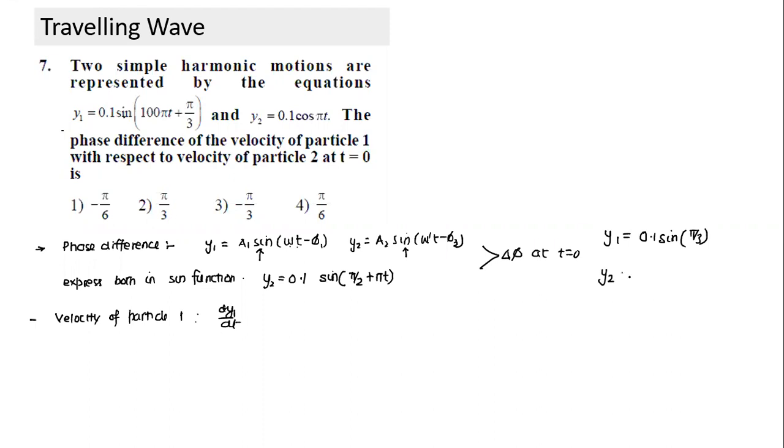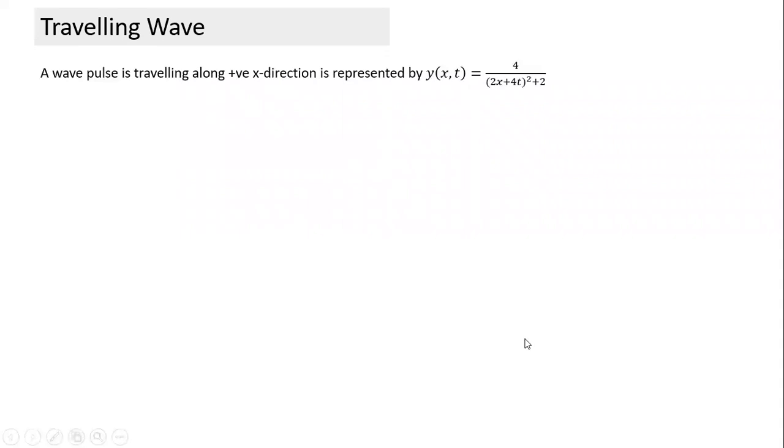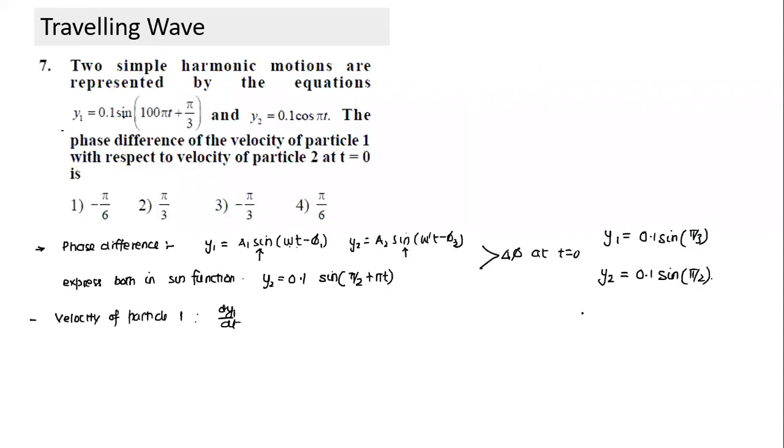And y2 is equal to what? 0.1 sine of pi by 2. So what is the phase difference between the two? Delta phi. That's the phase difference. Will the phase difference between velocity also be same as phase difference between position?